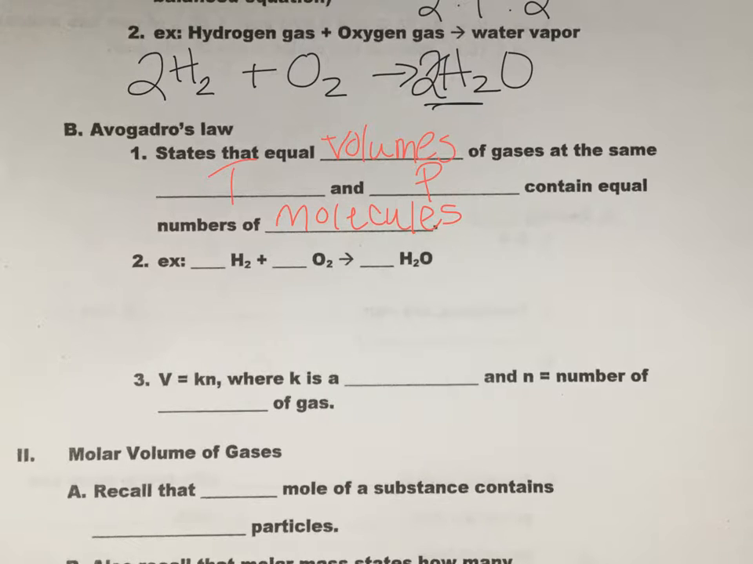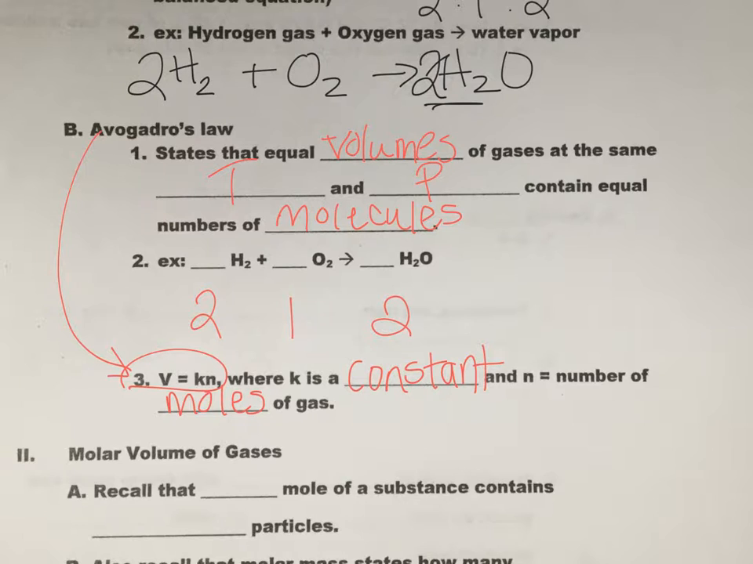So once again, this is just showing the 2, 1, 2. You can relate that to molecules as well. All right? It's a ratio. So it's not saying there's only 2 molecules. It's just saying the ratio is 2 to 1 to 2. Okay? And we can kind of fill this in. This is what we had from that equation, where K was your constant and N was the number of moles of gas. Okay? So this is a version of Avogadro's law. That's what they're showing.